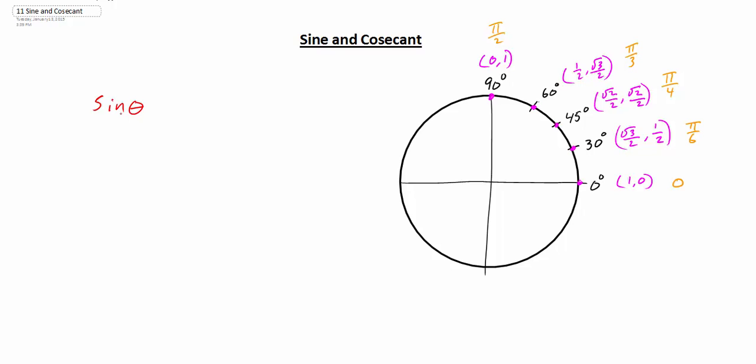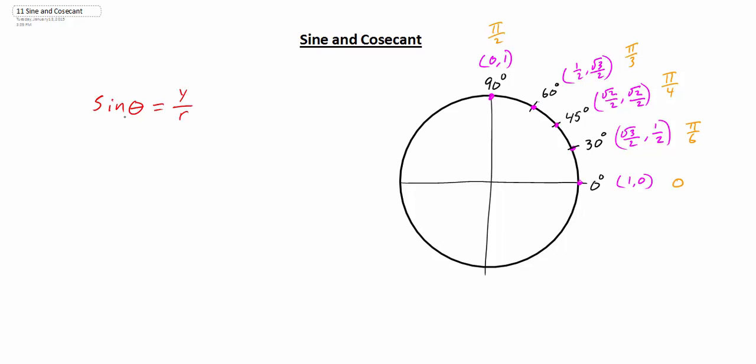The sine function is defined as the ratio of the y-coordinate divided by the radius. If we look at our circle over here, we know that this is a unit circle, so the radius of this particular circle is always going to be 1.